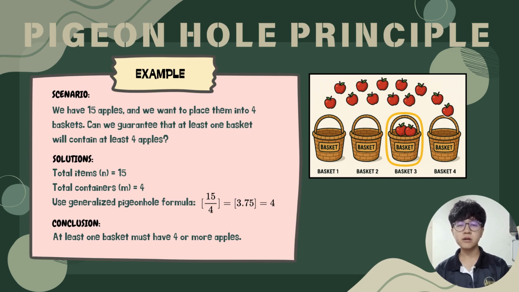When we round it up, we get 4. So at least one basket must contain 4 or more apples. It's impossible to place 15 apples into 4 baskets without having one basket with at least 4 apples.